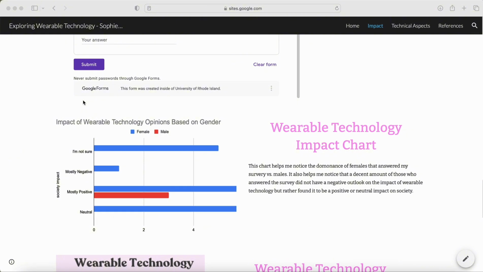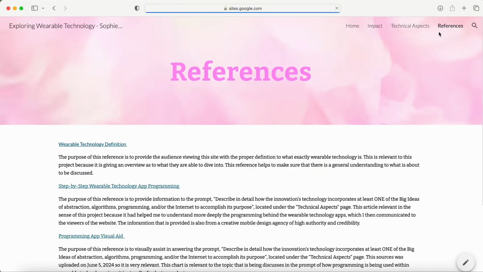This is relevant towards wearable technology because it shows you how many people really know about it and how many people have yet to find out about it, and whether or not they think it is a good innovation or whether they don't have much thoughts about it. As you can see, most of them did think it was pretty good or on the neutral side, and there's still people out there that don't entirely know what wearable technology is, so it's important to keep educating people on that. Lastly, if you move on to the references page, you are able to see different references that I used.